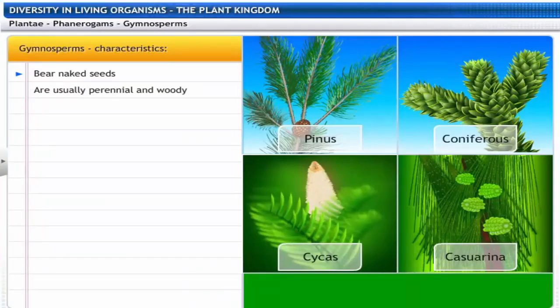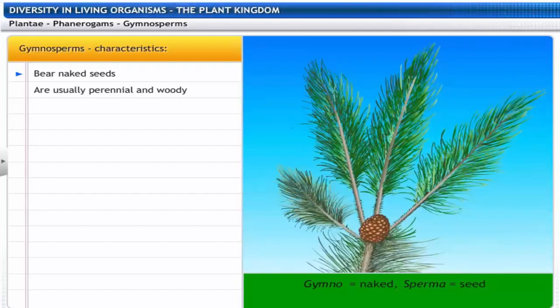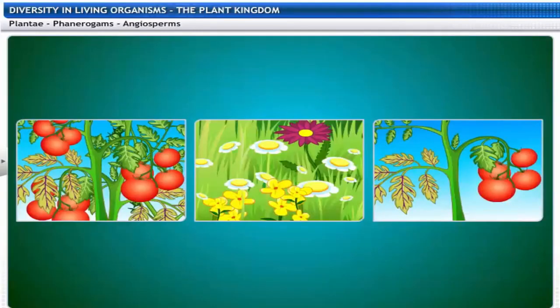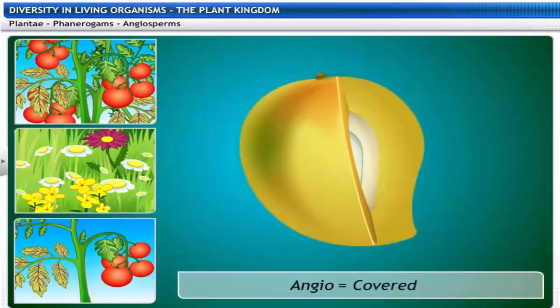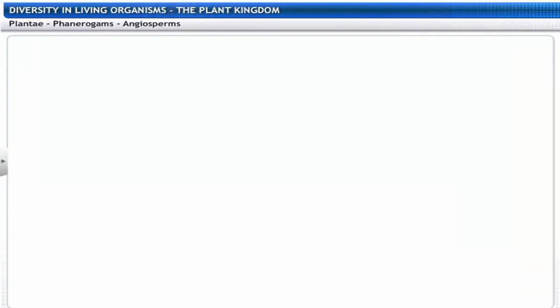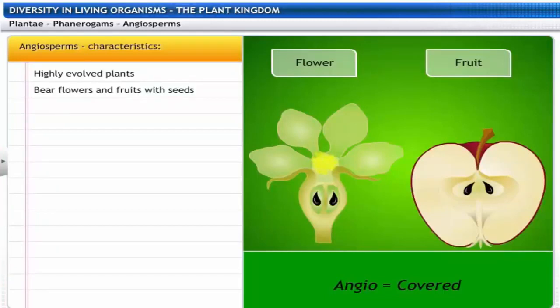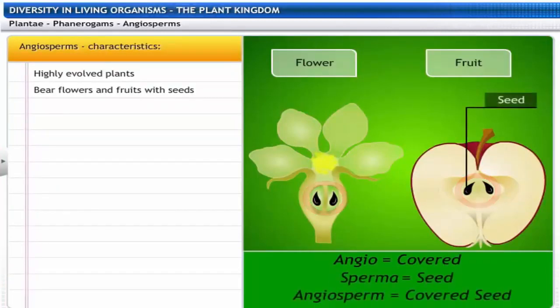Gymnosperms get their name from two Greek words, gymno meaning naked and sperma meaning seed. As you can guess from the name, gymnosperms bear naked seeds and are usually perennial and woody. The opposite of gymno in Greek is angio, meaning covered. Hence the word angiosperm means covered seed.